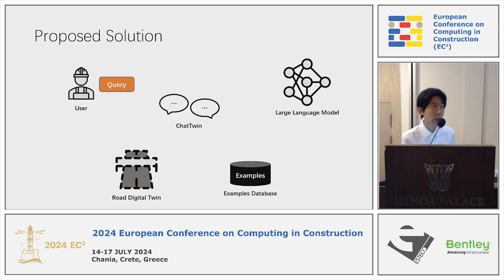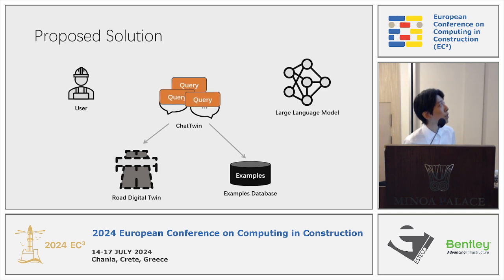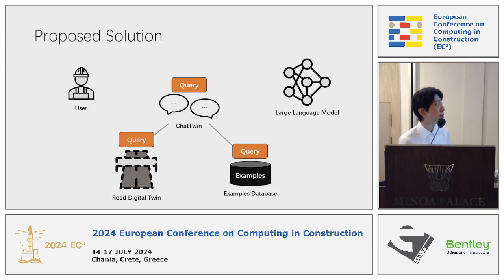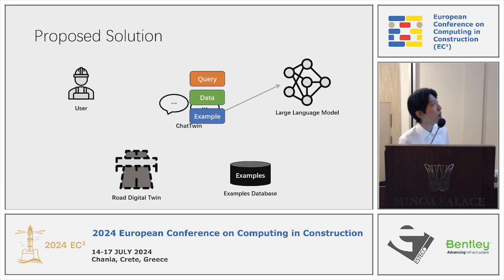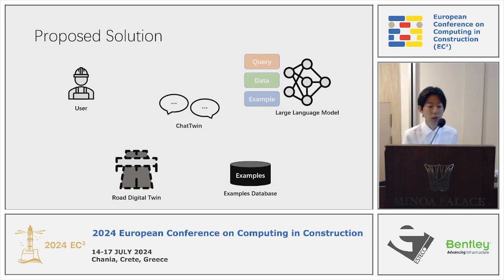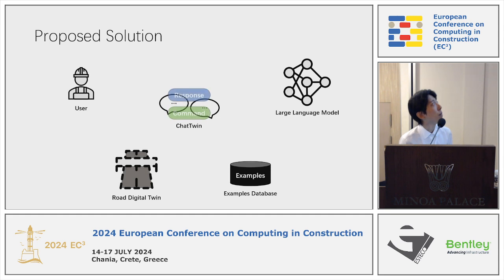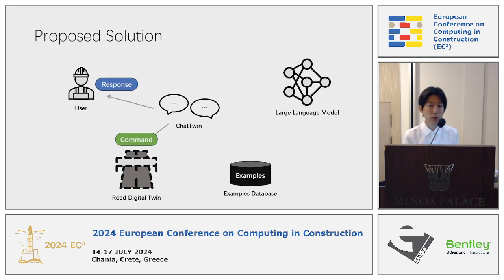The whole process starts with the user providing a query in natural language to the ChatTwin system. The system will then retrieve the relevant information from the digital twin and the relevant example from the examples database. ChatTwin will then collate all of this information into a structured prompt and send it to the large language model. The language model will then produce an output and send it back to the system. The output is then analyzed, and the system will produce a natural language response to the user, and sometimes also a command to the digital twin to perform the requested actions.